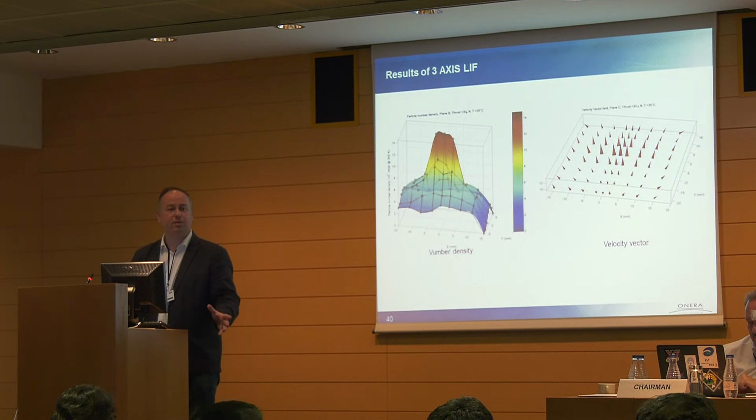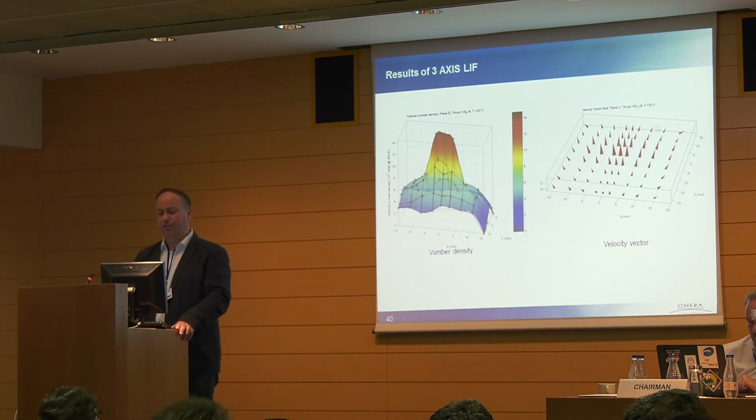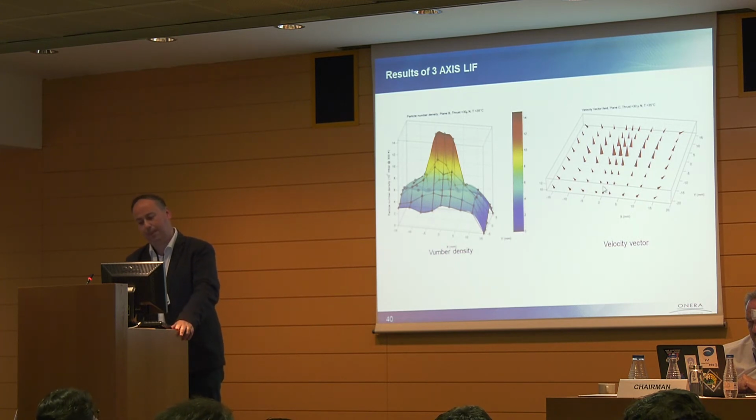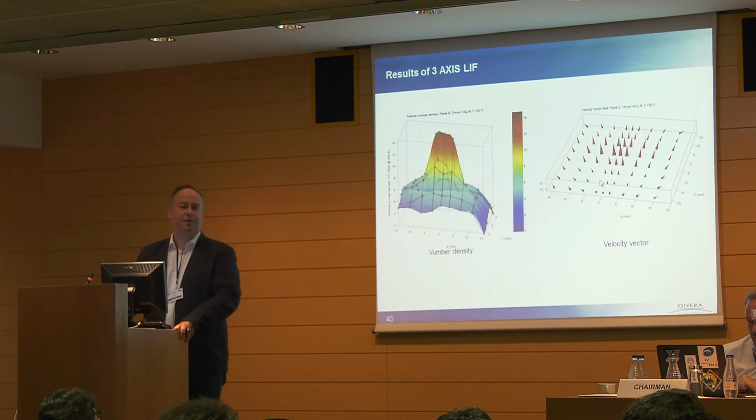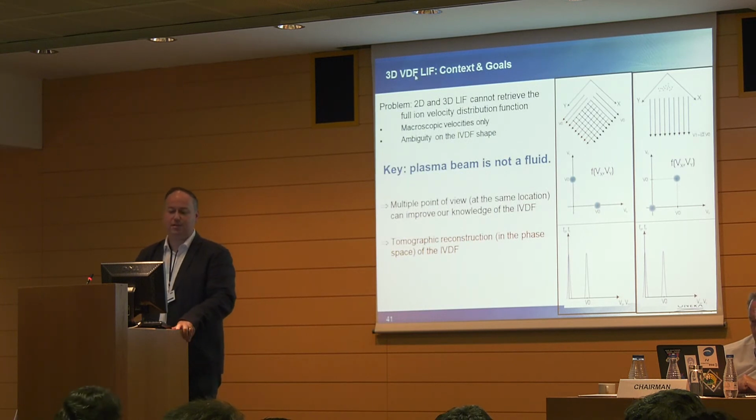And then you get this type of result. For cesium, we are lucky, we can do the density. So you have a density map, point by point, and here you have the velocity vector, the mean velocity vector. Now you think you have everything here, but in fact, you don't have everything. And that's the third method I wanted to talk about: 3D velocity distribution function LIF. So follow me.